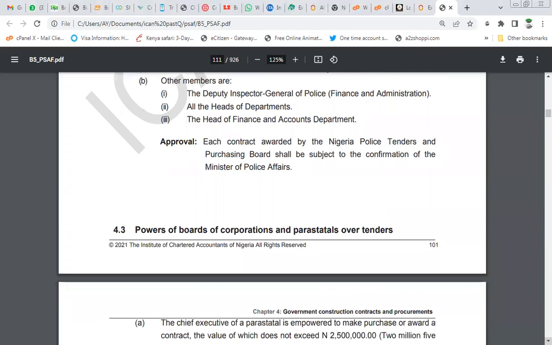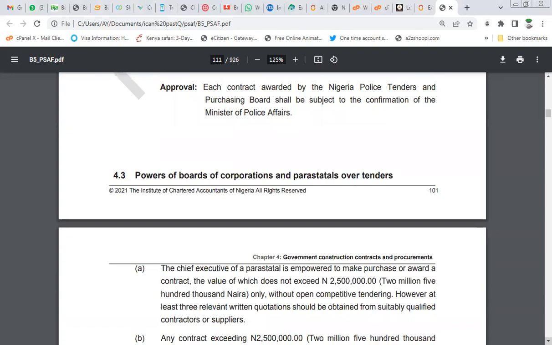So let's go to the power of board of corporation, parastatals, and tenders. When we talk of board of corporation, parastatals, we have some government agencies that are not ministries. For instance, a parastatal can be like Nigerian Television Authority, NTA, or Nigerian Communication Commission. These are parastatals or corporation, or when you talk of corporation, that's NNPC, Nigerian National Petroleum Corporation. These are all parastatals or a corporation. They are not ministerial, but they have their own law guiding their procurement process also.